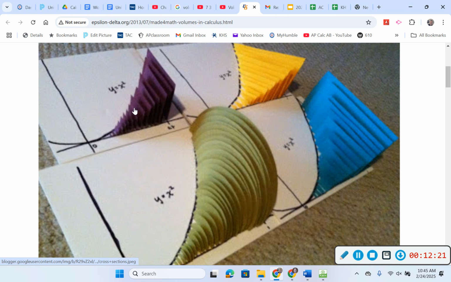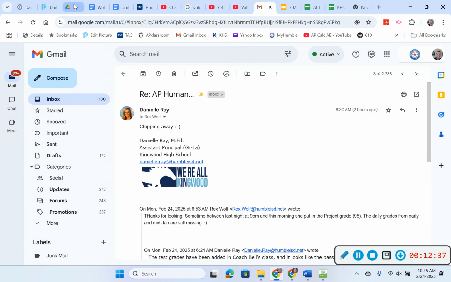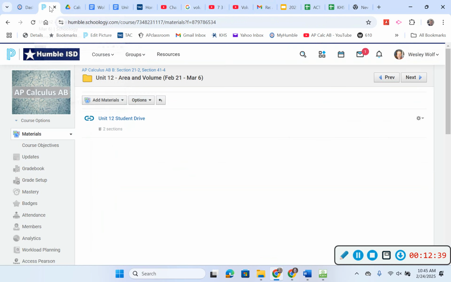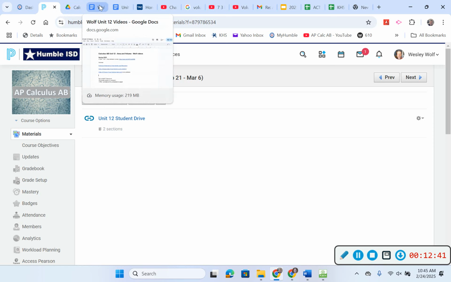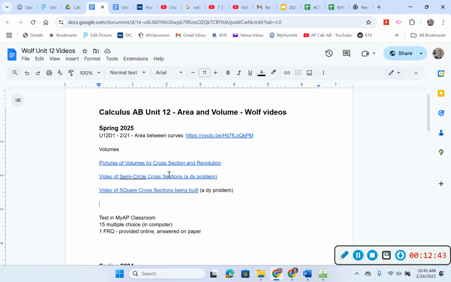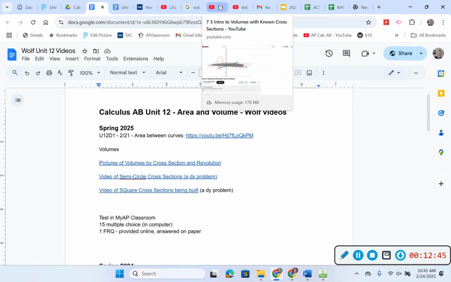This one looks like there's squares coming out of the page. This one looks like some kind of triangle coming out of the page, rectangles coming out of the page, and semicircles coming out of the page. So that's on there just to help you visualize what's going on. Emails from Miss Ray. We don't need to see those. Video of, let's see which one this is.